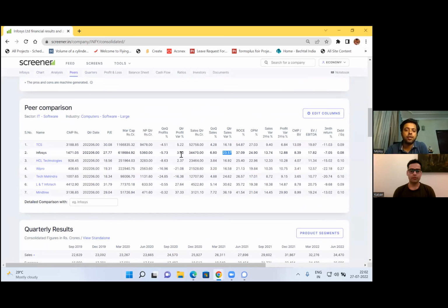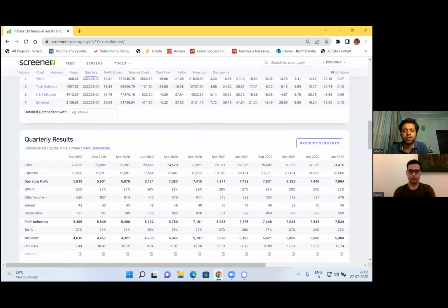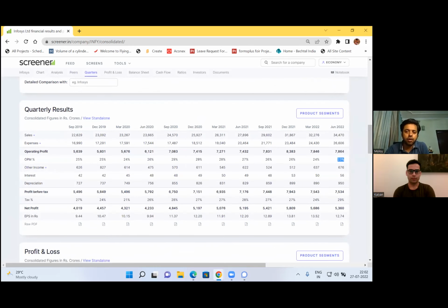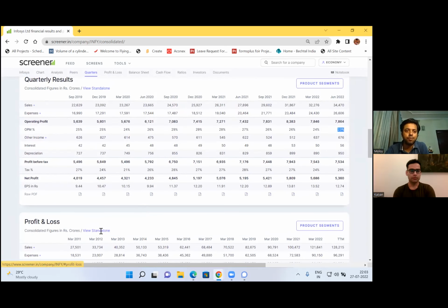From this you can understand that the company has taken a hit on operating margins, which is also reflected here. The operating margin is 23%. But now we have to understand whether this operating margin will stay, or it can go down further, or it will improve. For that you can look into the profit and loss statement. This is nothing but the same thing.